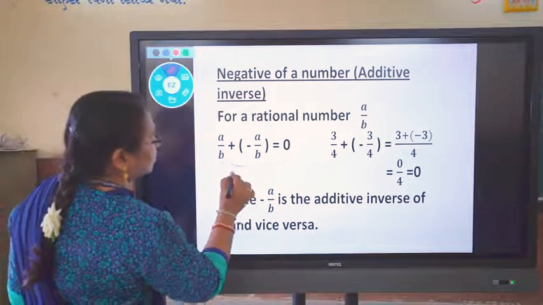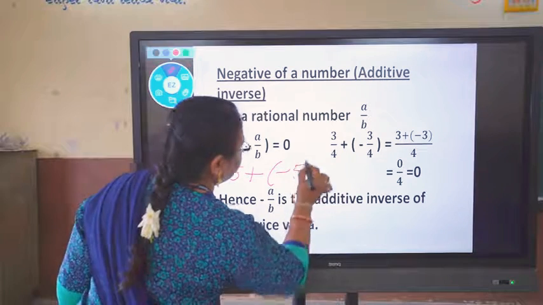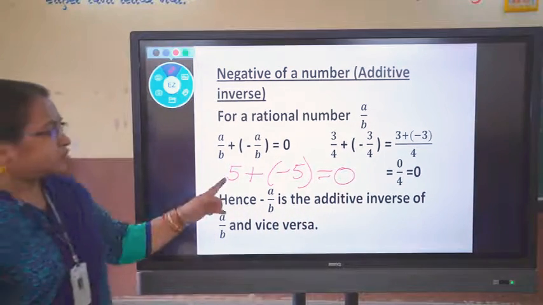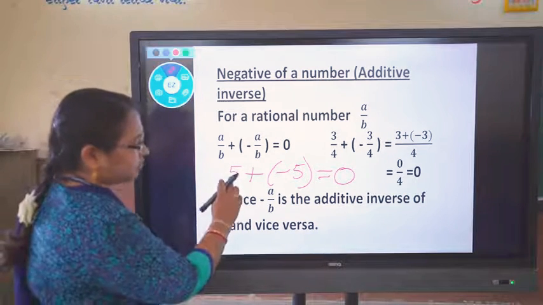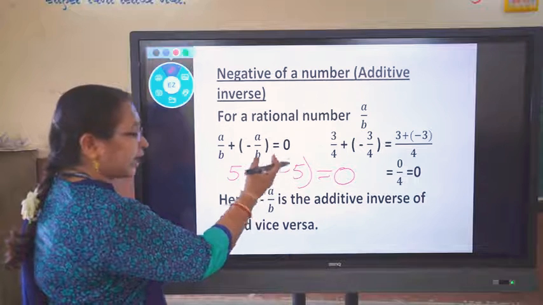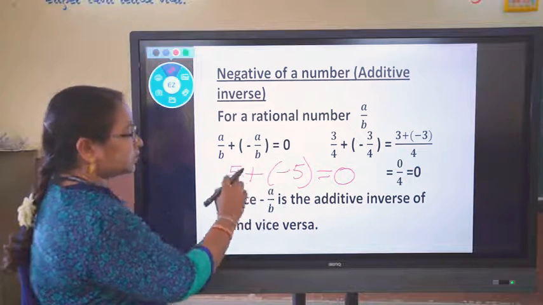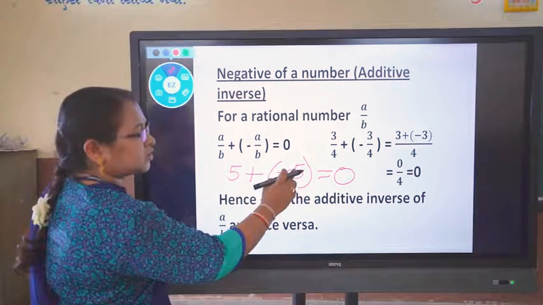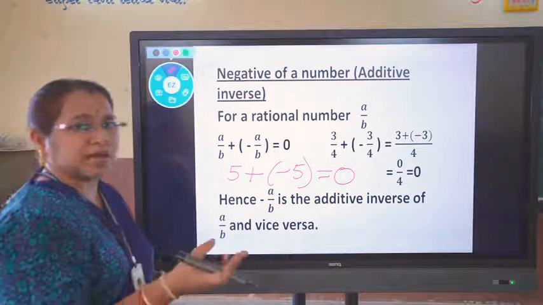Also we can see if we are doing 5 plus minus 5, then we are getting 0. So here this is one integer you can say. We had 5 and what we did was add the inverse of 5. Inverse of 5 means minus 5. So here 5 was positive and we just took the same number but with the negative sign. That means we just changed the sign of the number.